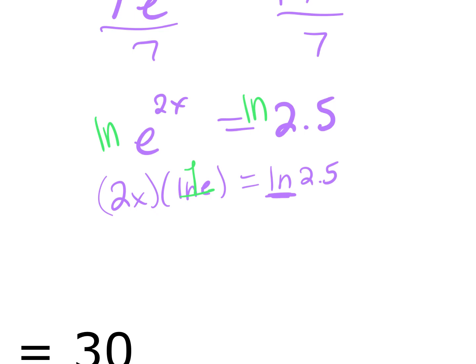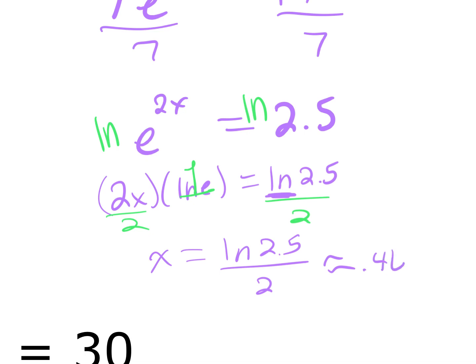So now we need to solve for x, so we're gonna have to divide by that 2. So our final exact answer would be ln of 2.5 all over 2. If we are going to take that one step farther and actually get the decimal, that's about 0.46. Okay, this is another really important point to remember. ln of e is just equal to 1. Okay, hang in there, we're almost done. I know this has been long.